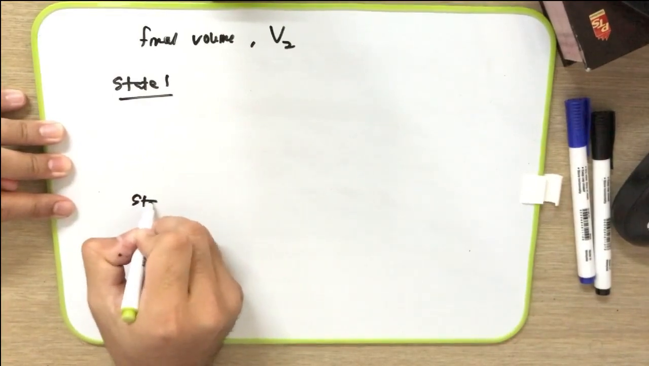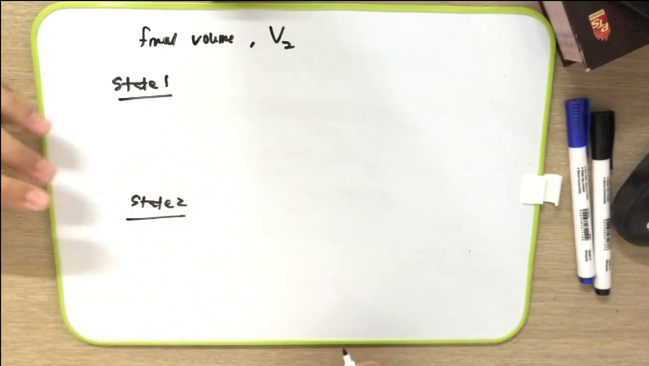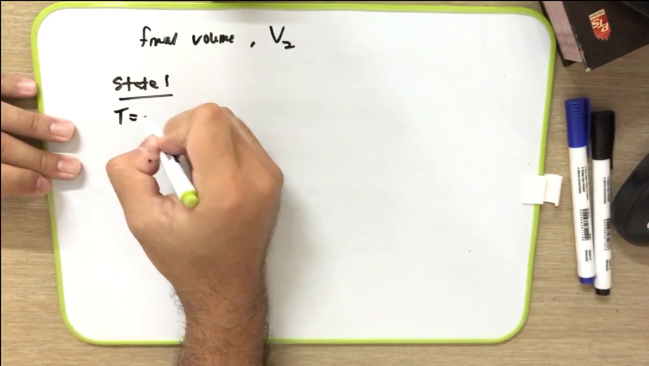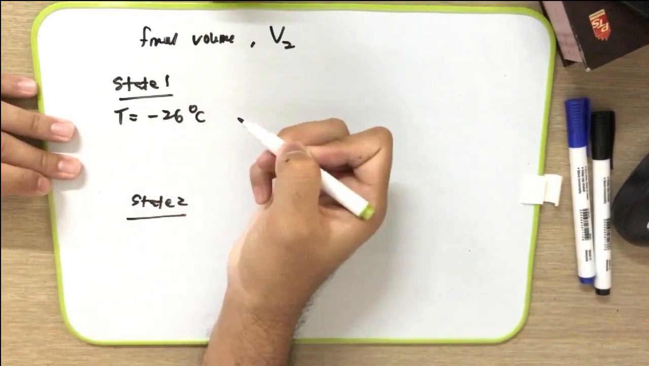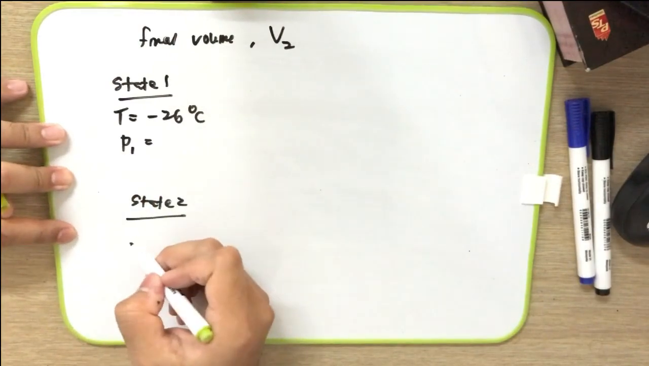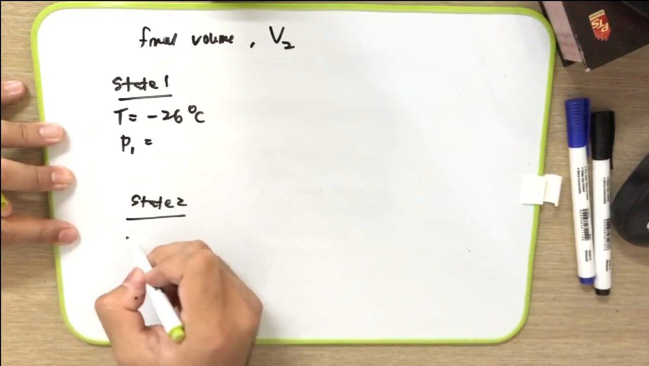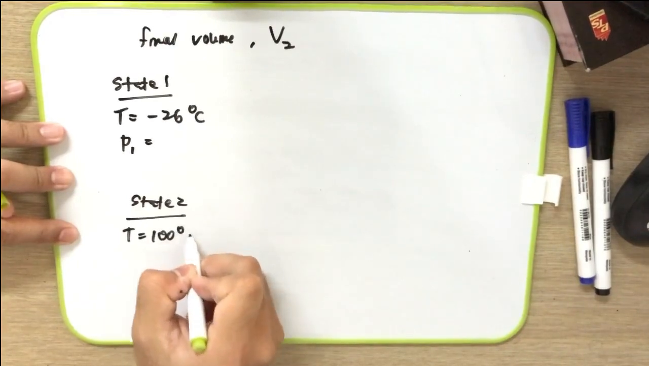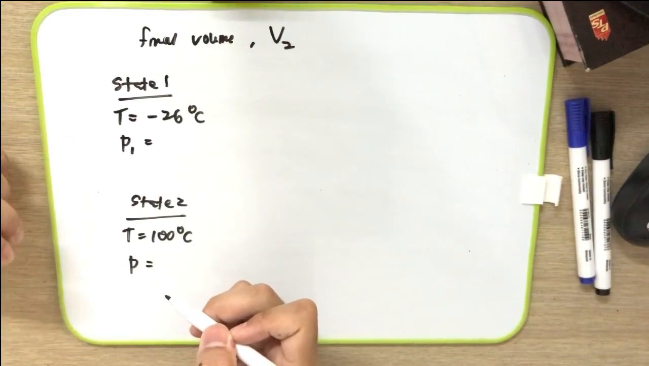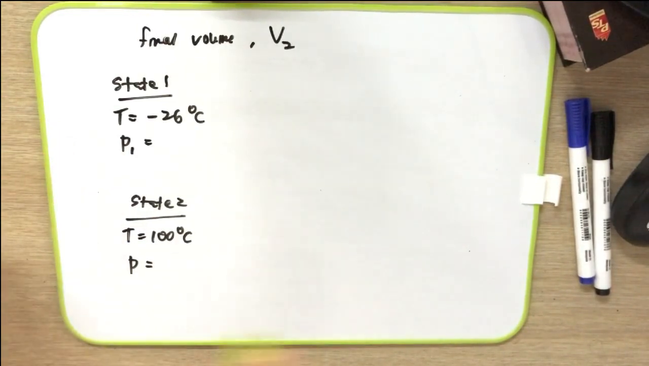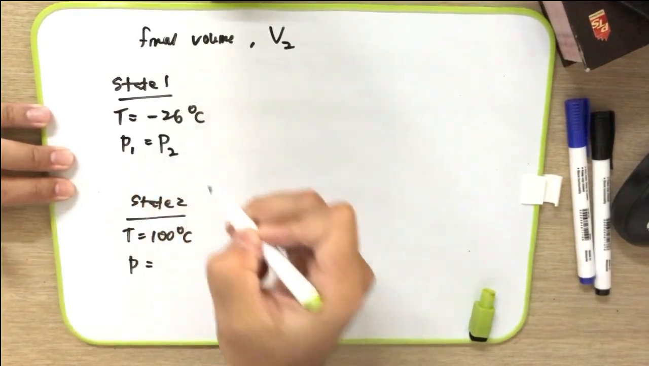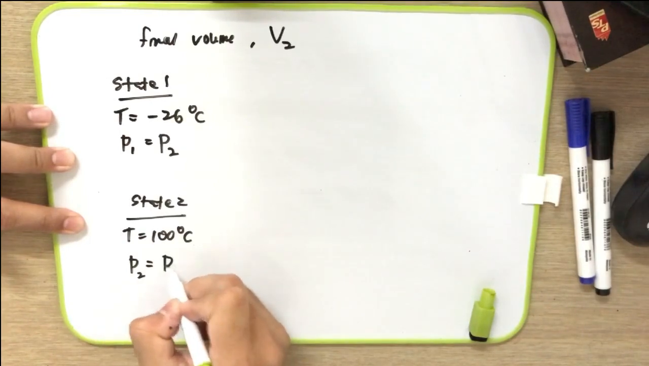1 and also state 2 here. Okay, so we gather the info first. For state 1, T is negative 26 degrees C, and the pressure we don't know yet. Okay, we go to state 2. The T is 100 degrees C, and the P as well we don't know, but in the question it is stated constant pressure. Constant pressure means that P1 is equal to P2.